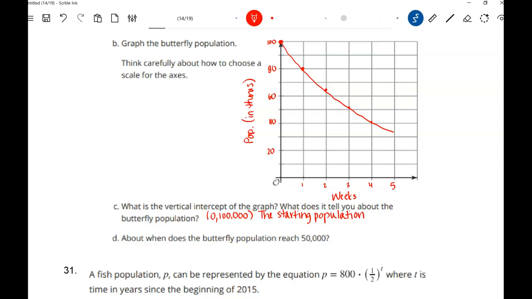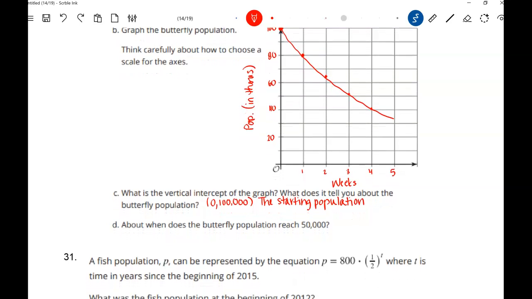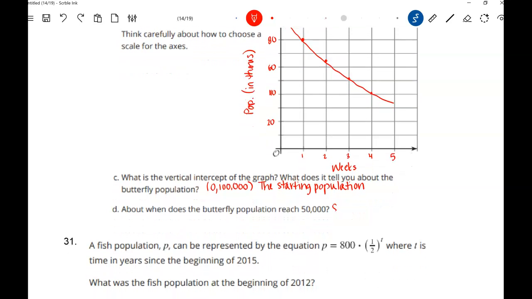About when does the population reach 50,000? Well, at week 3 it was 51,000, and at week 4 it was 40,000. So sometime in that area between weeks 3 and 4 is when it reached 50,000, closer to week 3. So I'm going to say shortly after week 3 it reached 50,000.